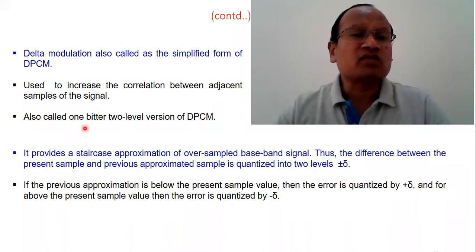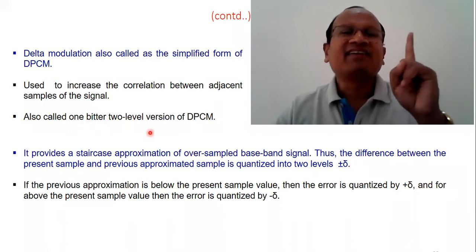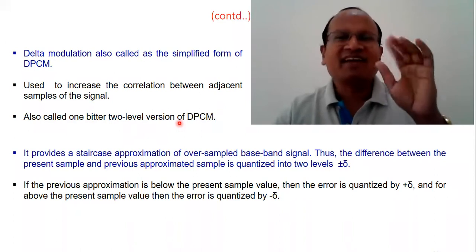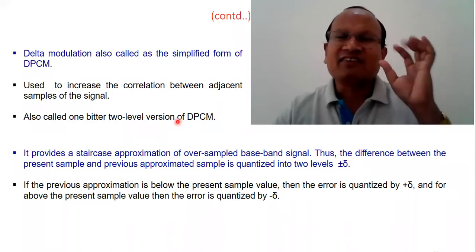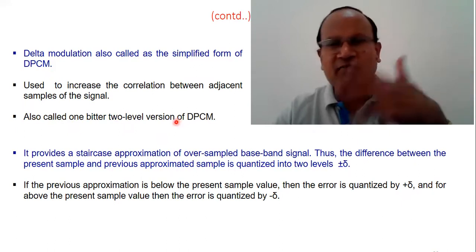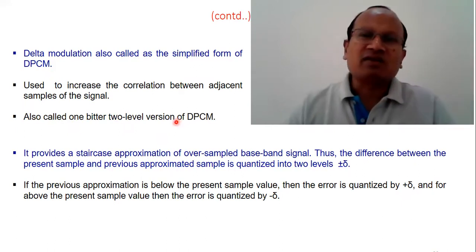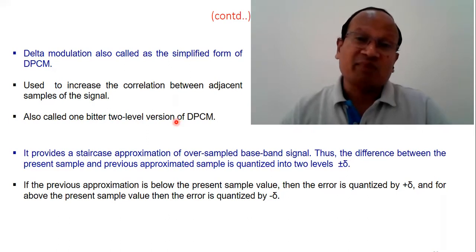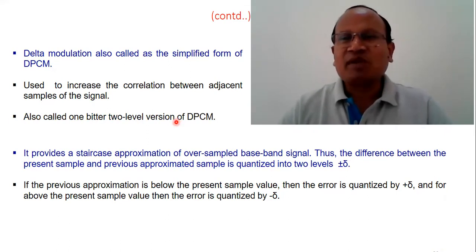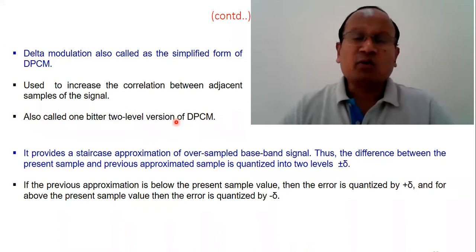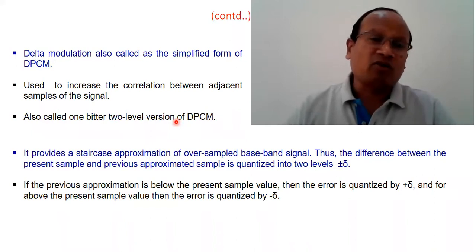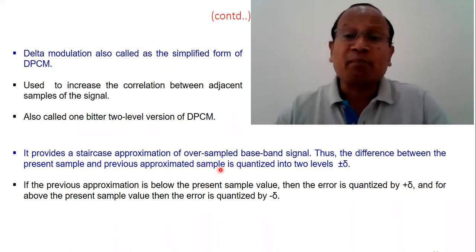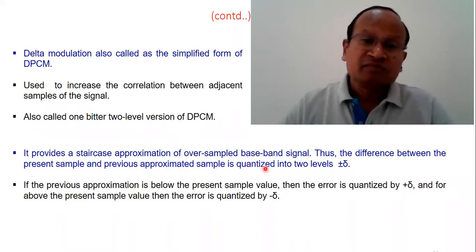It is also called one bitter, meaning one bit, two level version of DPCM. One bitter means one bit. It will always generate one bit. Two level means there are only two levels, binary levels, either 1 or 0. 1 or 0 means the difference may be plus del or minus del. Accordingly, plus 1, minus 1, or 1 and 0. There are two binary outputs. So it provides a staircase approximation of the oversampled baseband signal.